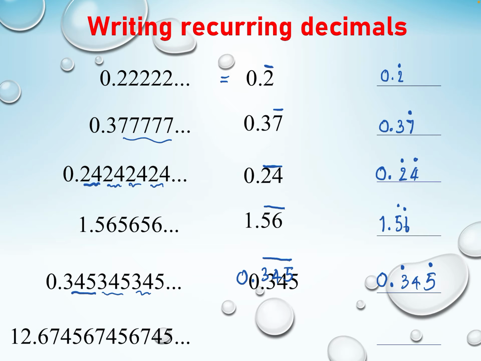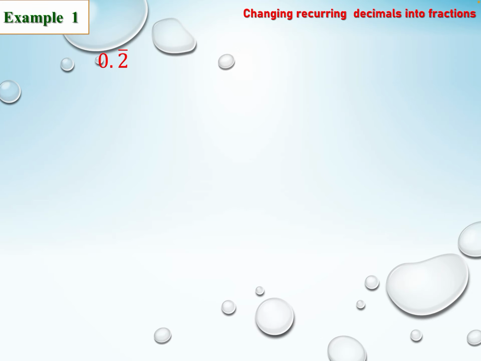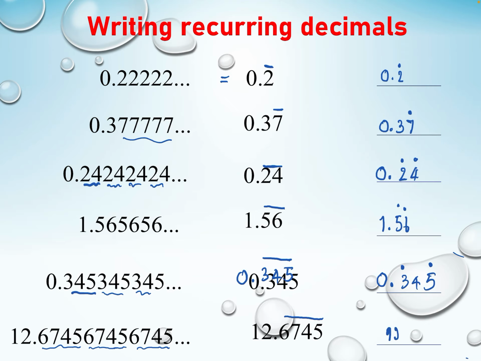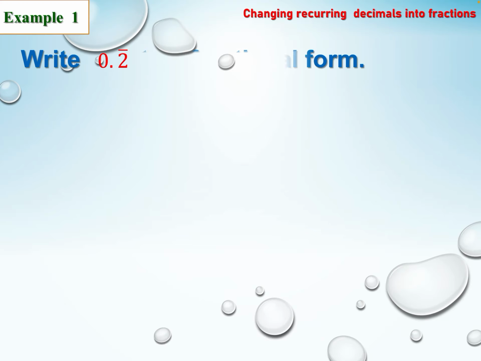What about this one? 12.6745. You can look at the pattern: 6745, 6745. It means that it repeats 6745. So you need to have a bar on top of the whole decimal 6745. And then this is going to be 12.6745 with the dot on top of 6 and on top of 5 only. It means the decimal repeats 6745, 6745.